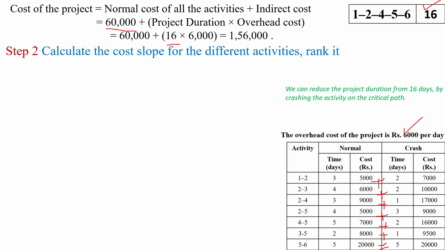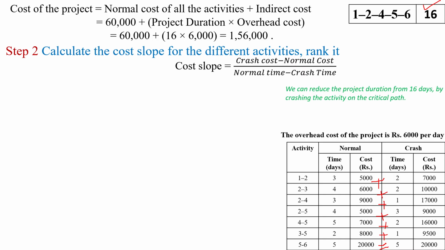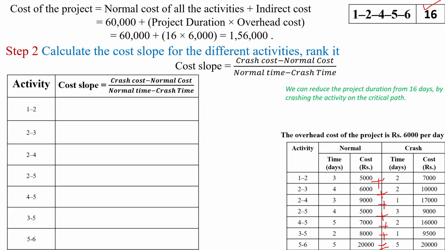So next step is to calculate the cost slope for different activities and rank them. For this one, I have to determine the cost slope. Cost slope is defined as the crash cost minus normal cost divided by normal time minus crash time. So how do we determine the cost slope for all the given activities?